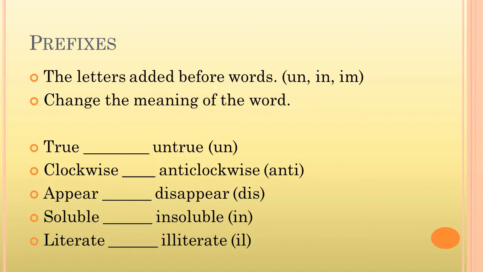When they are added to a word, they change the meanings of the word. We will see how we add prefix to words and how they change the meanings of the word. Look at the word true, which means something is correct. True means correct. We are adding prefix un to true. It becomes untrue, which means not correct. So the prefix un changes the meanings and makes it opposite. Un means opposite.